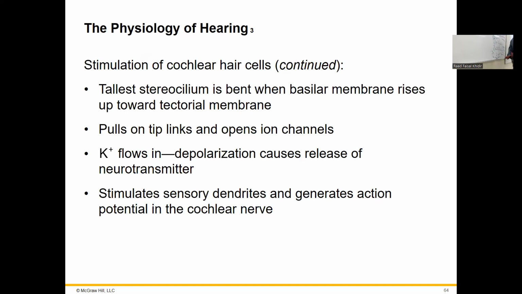So nerve deafness: somebody who's suffering from nerve deafness has a damaged cochlear nerve. So there's no more relay of action potentials through the cochlear nerve.